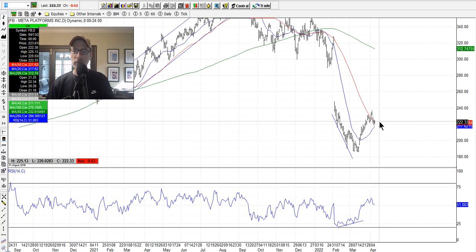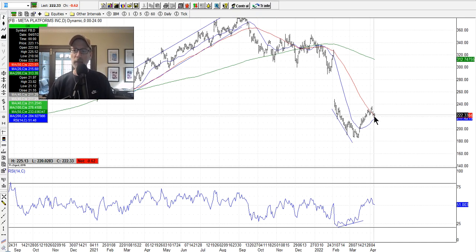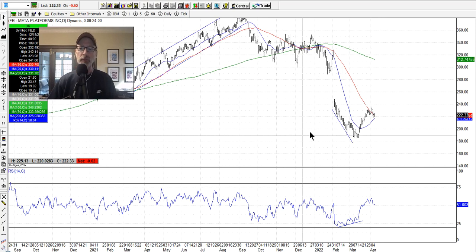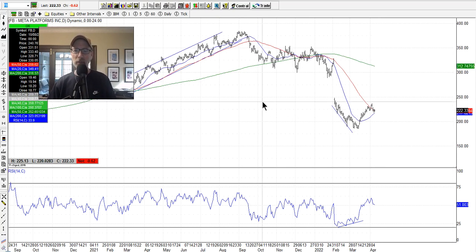It's trading right around its moving average. Here's the 50-day, here's the 20-day. They're trying to converge here. So Facebook could find some support. We'll see. I don't really trade Facebook much, so I don't really have too much of an opinion on that.